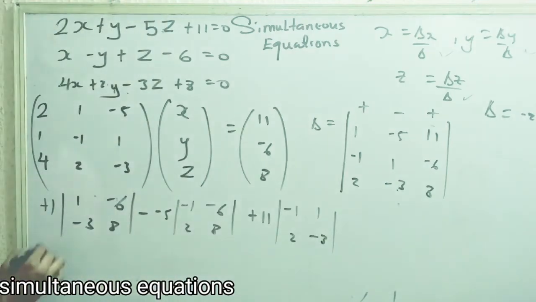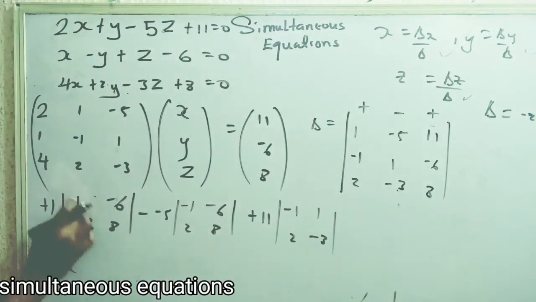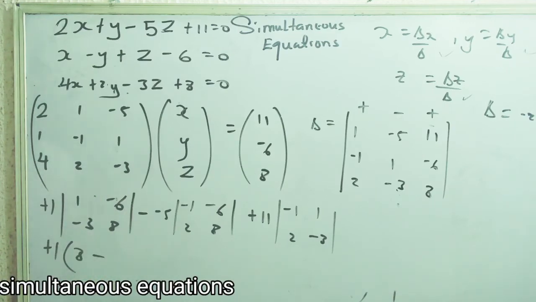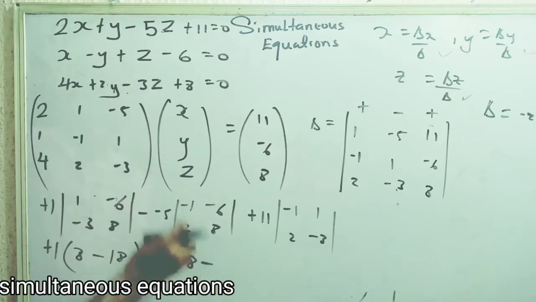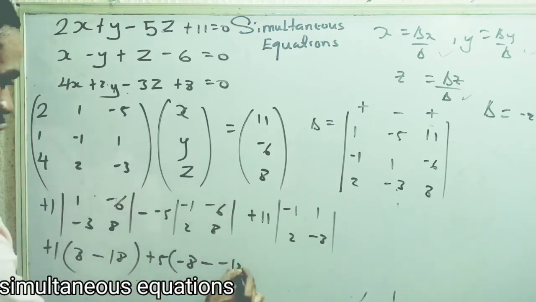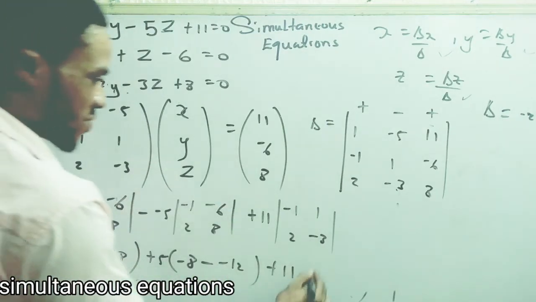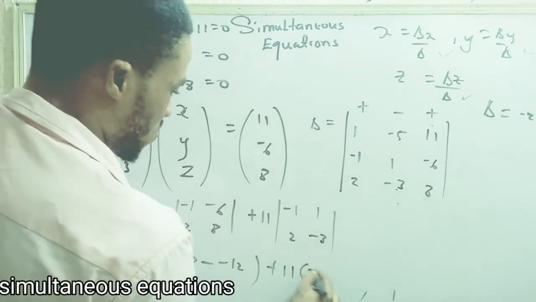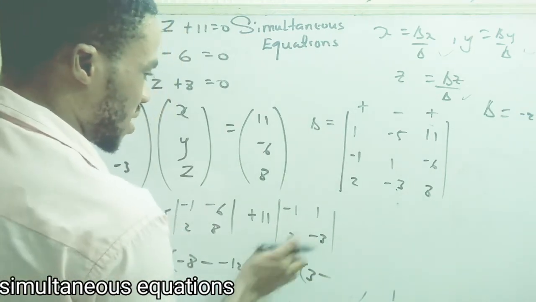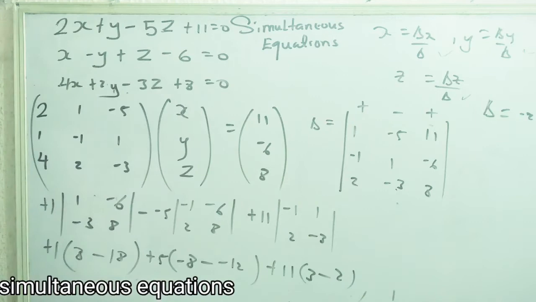Doing the usual, I'm going to have plus 1. This times this is 8, minus this times this, I have plus 18. So I'm going to have it this way. Okay, with the minus. Then this together is plus 5. So this times this is minus 8, minus this times this is minus 12. I have plus 11. This times this is positive 3, minus this times this is 2.